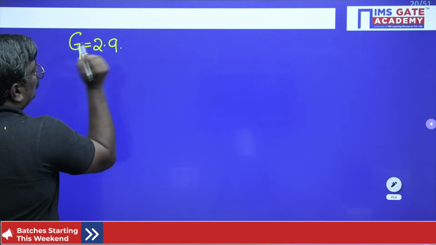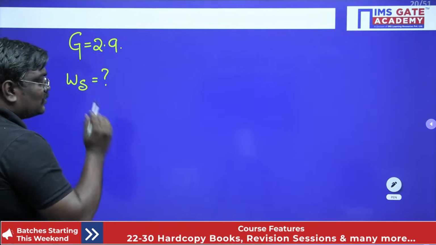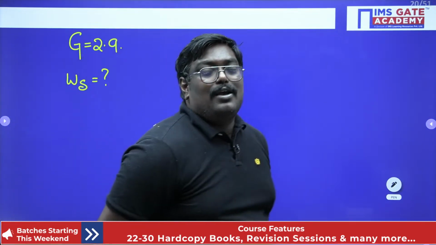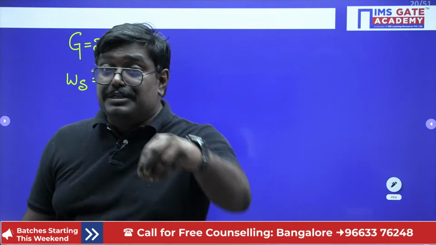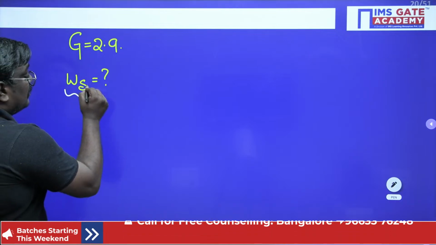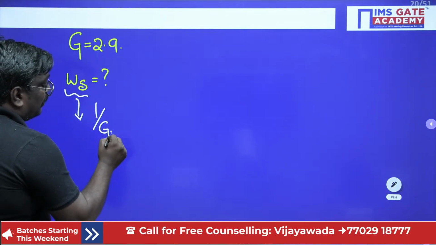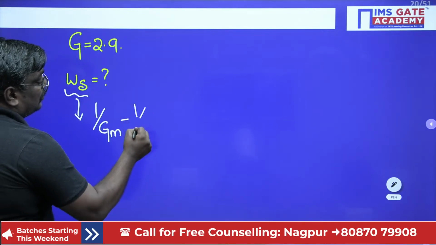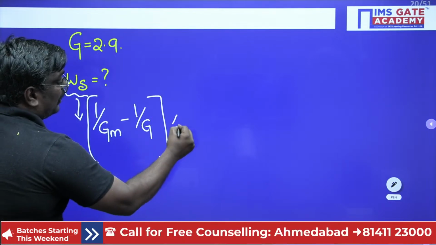Now comes the question, what is the shrinkage limit? As we discussed already, what is the formula for shrinkage limit? The present state, what is the present state? Sir, this is a very, very important problem. Here the shrinkage limit is taken as (1 by Gm minus 1 by G) into 100. How do we solve the problem?